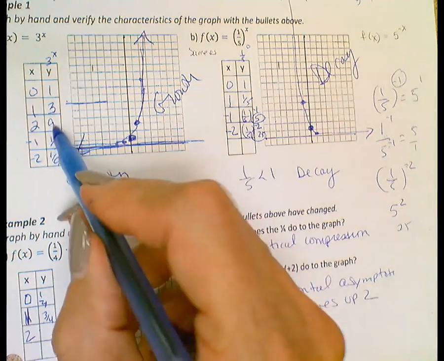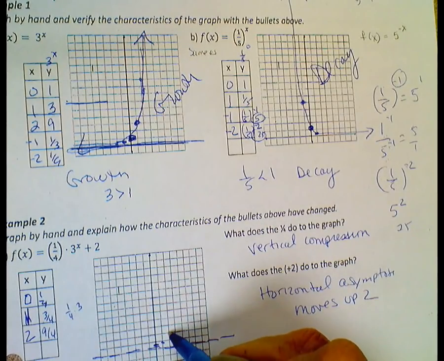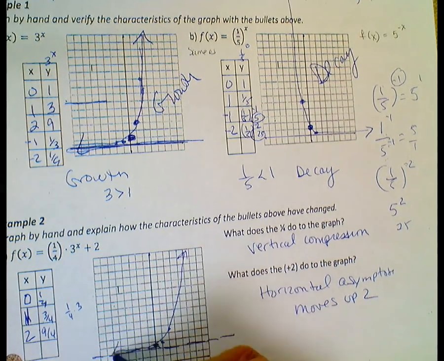So 2, what's 1/4 of 9? It would be 9/4, which is 2 1/4. So it's just going to go up a little bit slower, but it's still going to be a growth.